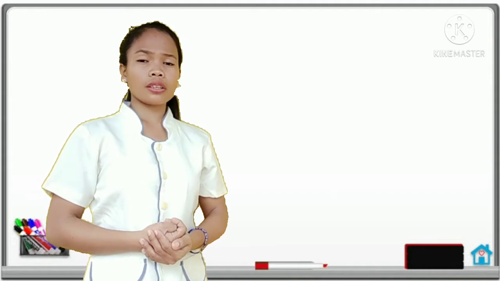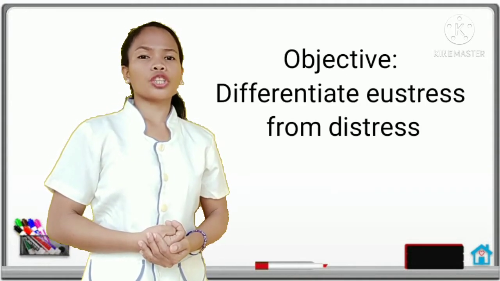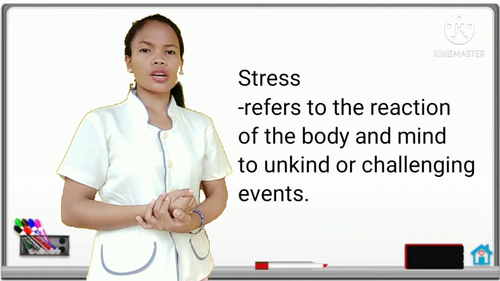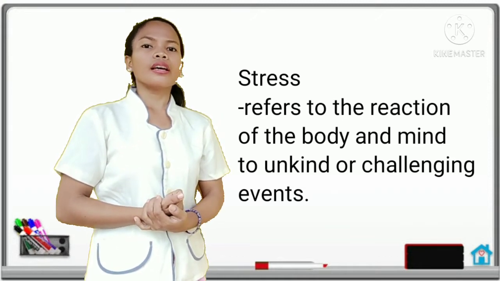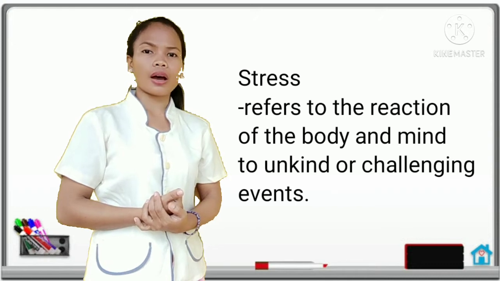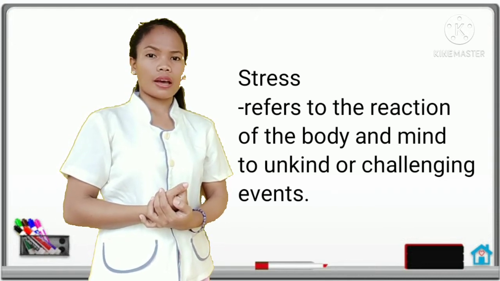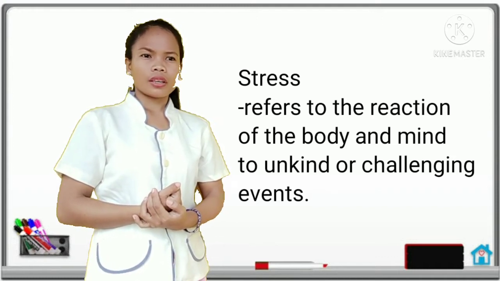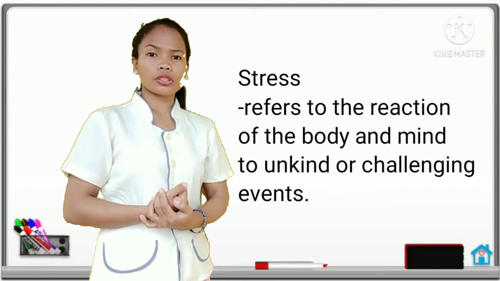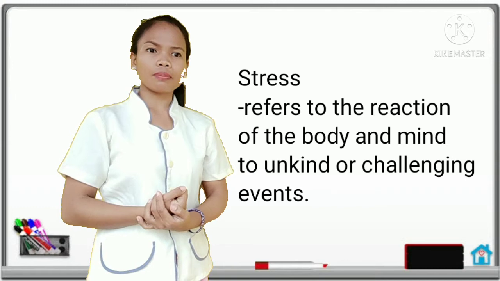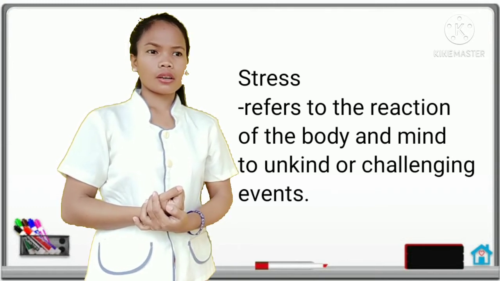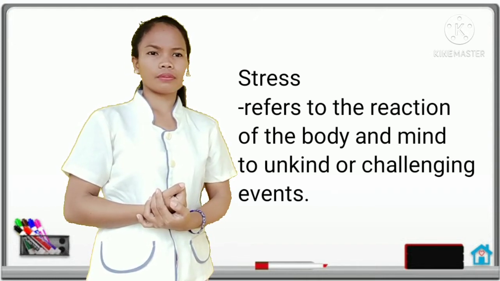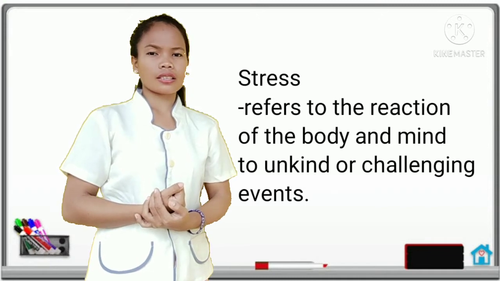At the end of the discussion, you are expected to differentiate eustress from distress. Let's start with the definition of stress. Stress is defined as the reaction of the body and mind to unkind or challenging events. For example, you unexpectedly failed an exam, and because of it, you weren't able to sleep. You just cried. That means you are in a state of stress. Or when you feel uneasy when terrible things happen, that means you are feeling stress.